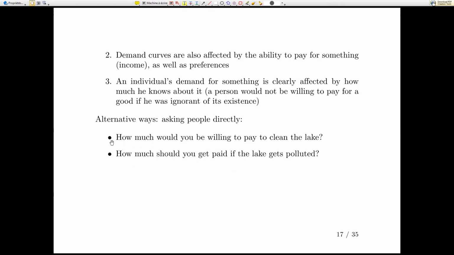So first question is, your lake is dirty. How much are you willing to clean it, to pay for it? And the second is, your lake is clean. How much do we have to pay to get it polluted? What's your intuition about this? Do you think they're going to respond differently for the exact same level of pollution?